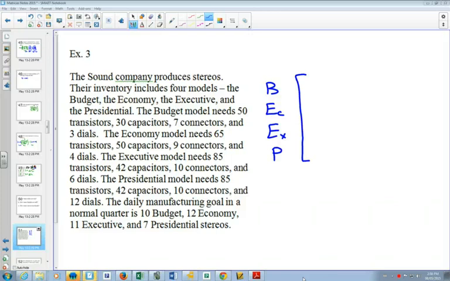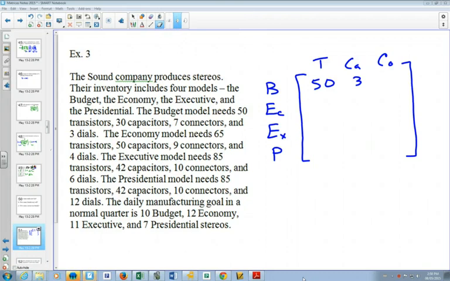This is going to start off with a matrix. So the first information they're giving us is about transistors, capacitors, and connectors. Transistors, capacitors, connectors. And we can fill in the data from this. Budget, 50. Oh, I missed dials? Man. I would have figured that out when I went to dials and had nothing to put it in.